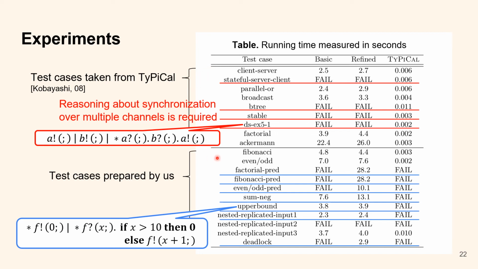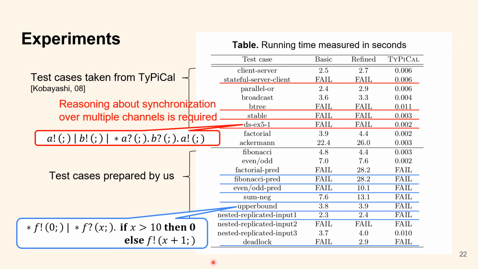For the first category, our analysis fails in these four test cases. It is because we cannot make reasoning about synchronization over multiple channels. It is left for future work to extend our approach to treat the synchronization.